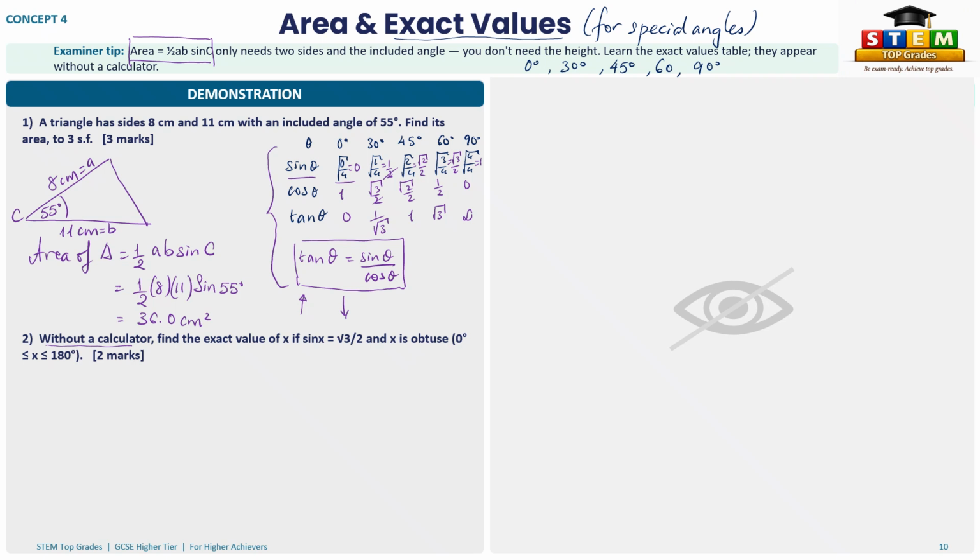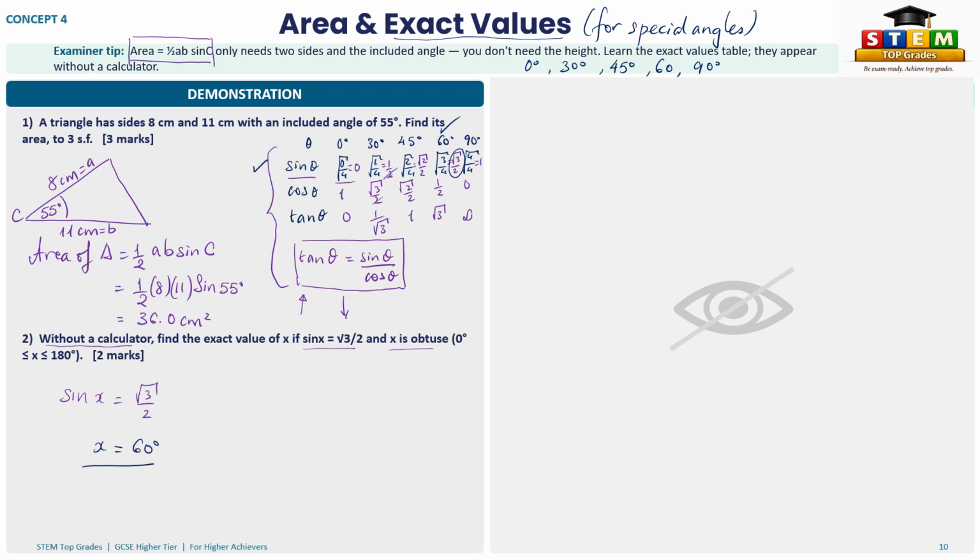You're going to find the exact value of x if sine x is root 3 over 2, and x is obtuse. So find the value of x. You are given sine x equal to root 3 over 2. What does that tell us? If you look at this table, where you get for sine root 3 over 2, which is right here, you get 60 degrees. So sine of an angle gives you root 3 over 2, which means x is equal to 60 degrees.